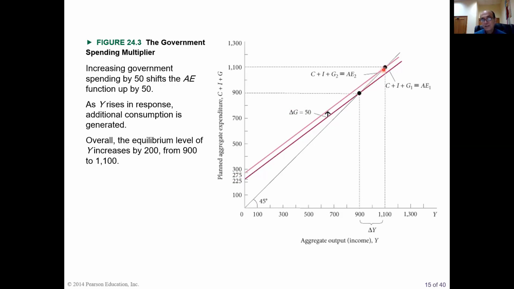The difference between the new equilibrium point here and this horizontal line is called change in Y. 900 minus 1,100 equals 200. And the change in total expenditure is 200 here. But change in G, the government expenditure, equals 50. In this case, we take the difference between the old equilibrium point and the new equilibrium point, 200, divided by 50, which equals 4, and this is the value of the multiplier.